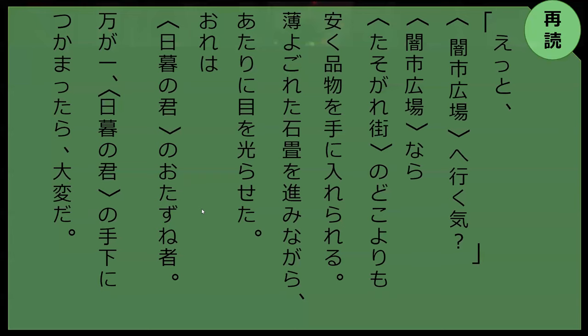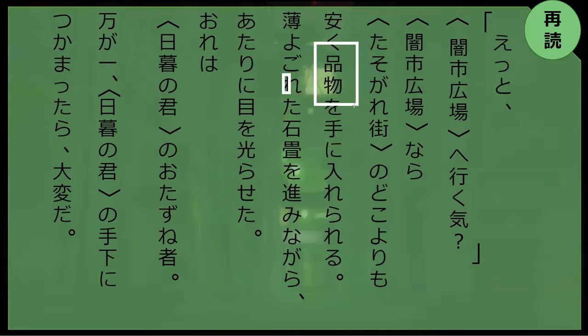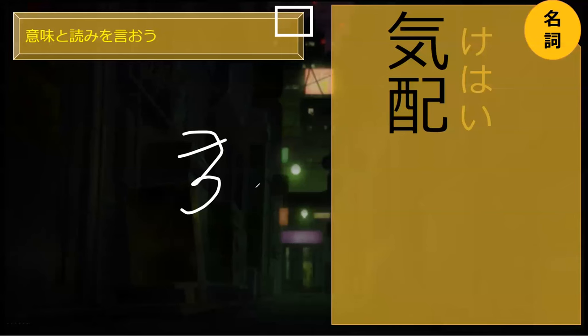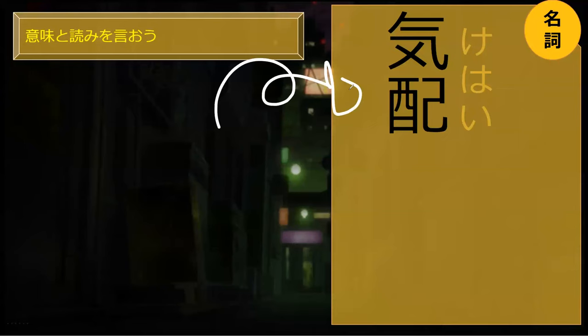Perfect. And how do you say this word for goods? It is shinamono. Perfect. How about the black market plaza? Yamiichi Hiroba. Perfect. And how about that little word right here that meant faint? Lightly, right. Faint. It is Usu. Su from Tsuki. Usu. Usui. Can you read this word for me? It's Kehai. Perfect. So we got ke from that keyword. Kehai is the vibes things give off. It is the aura, the vibes.